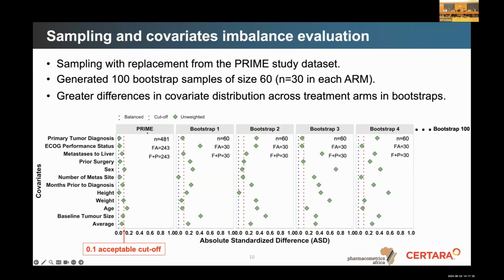So we can easily say that in the PRIME study, most of our covariates are quite similar in the two arms. But if we look at the individual bootstrap datasets from bootstrap 1 to bootstrap 4, we see that the green diamonds tend to move away from the reference, which is 0.1. And that is the proof that with these bootstrap samples, we're able to get more different datasets across the two arms. So based on the bootstrap workflow, the datasets we generated, we now perform an evaluation of the impact of propensity score weighting on these datasets.